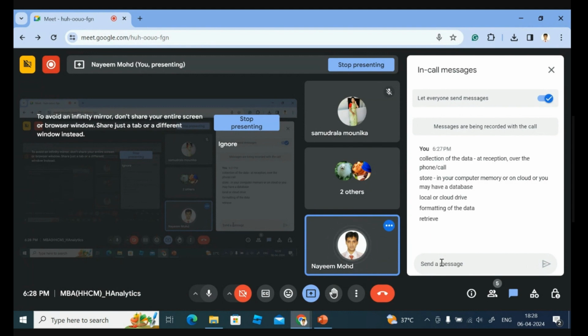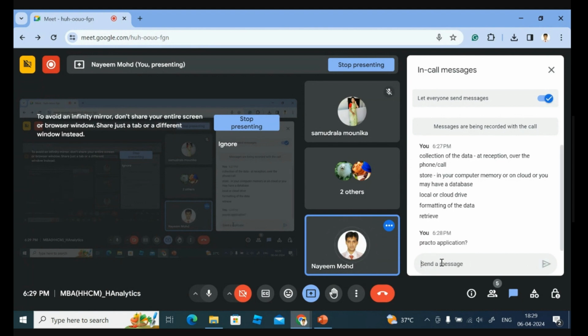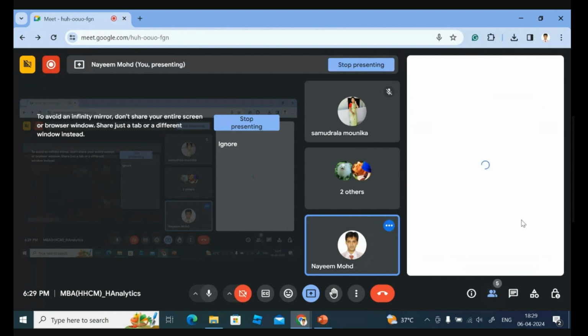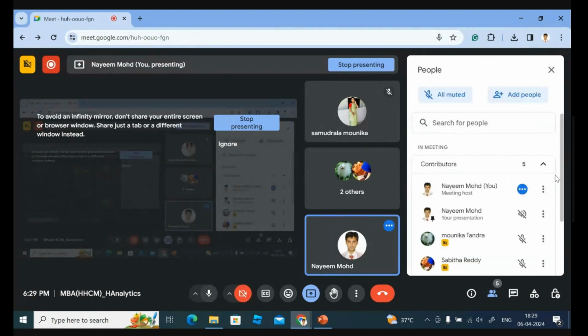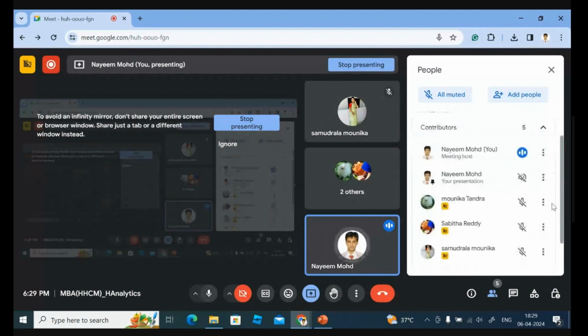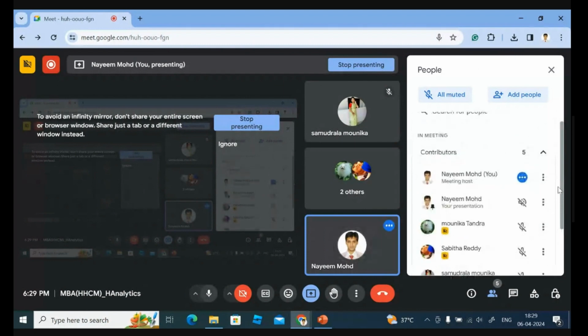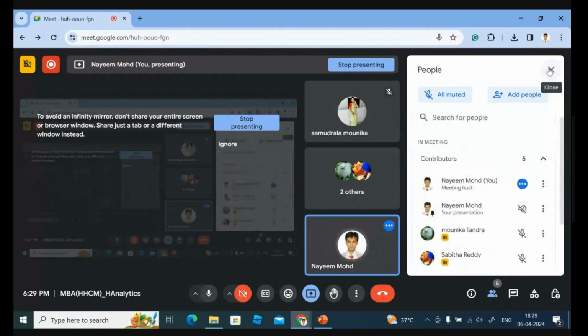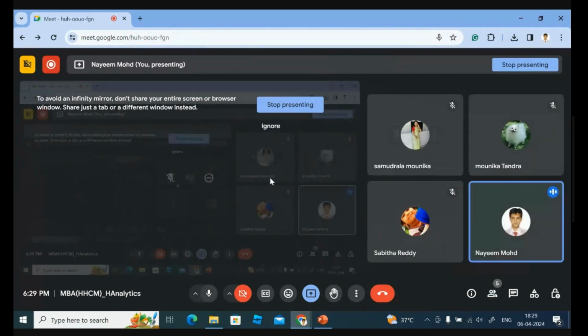Has anybody tried Practo, this application, or you have worked in it? Anybody? Are you all there? So Monica, and Sabita, have you tried anytime the Practo? Have you thought of this app called Practo? Any access to that? Or am I talking to myself? Yes, ladies.